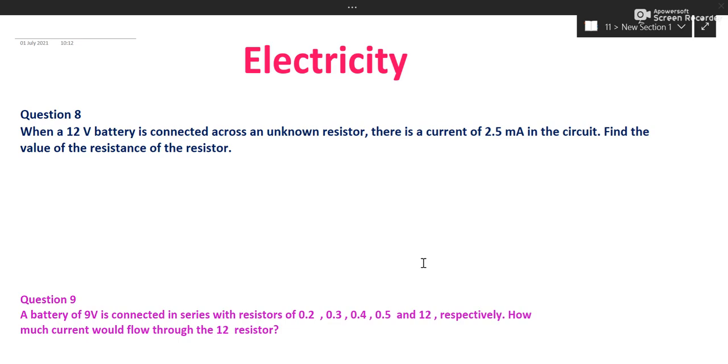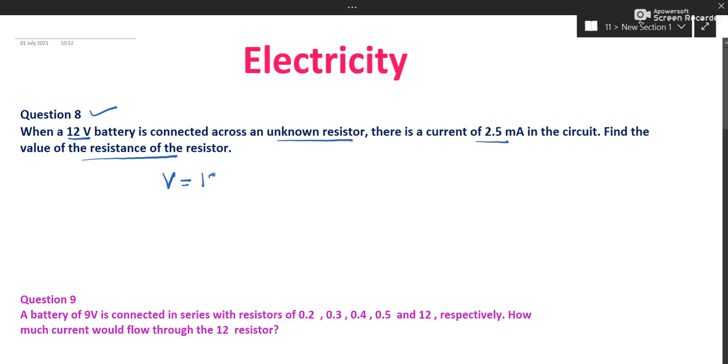Hello children, so these are the remaining numericals of NCERT numericals of chapter electricity. So let us see the first one. When a 12 volt battery is connected across an unknown resistor, there is a current of this. Find the value of resistance. So this is simple. Pick up the quantities.